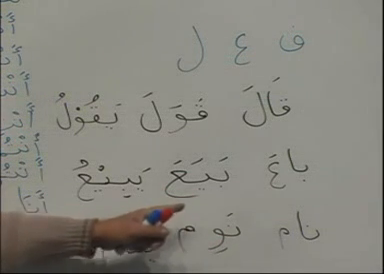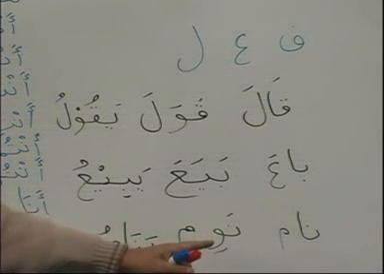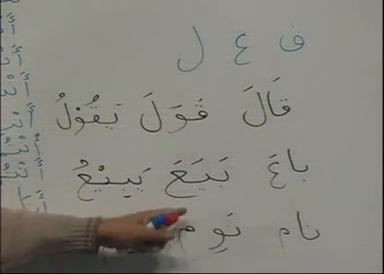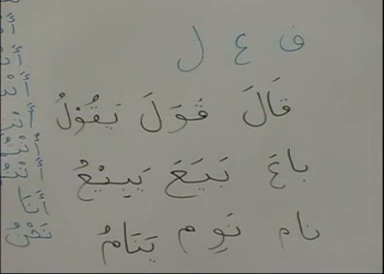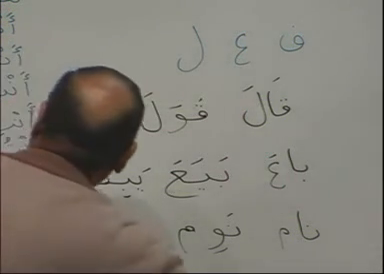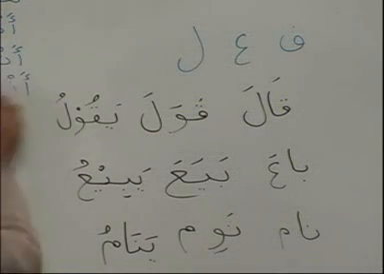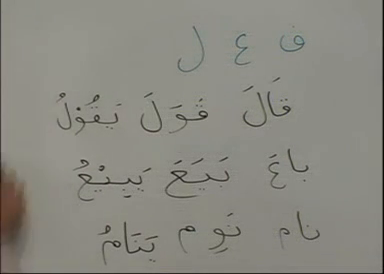Bayya'a. Now this is bab daraba. Daraba yadribu. Bayya'a should have been yabyi'u. It should have been yabyi'u. But it is not. It became yabi'u. These vowel signs got changed. Okay? Now, maybe I should quickly erase this, brother. Then I can write down here.